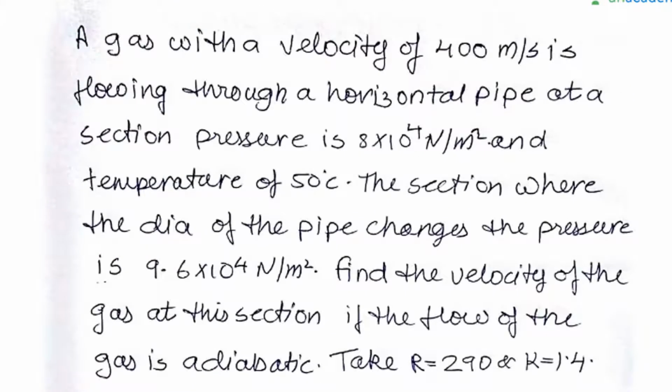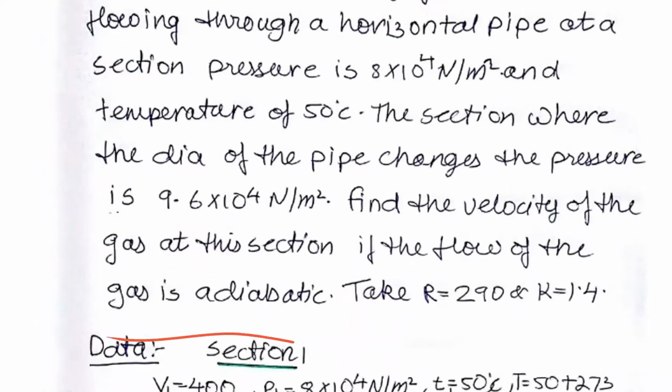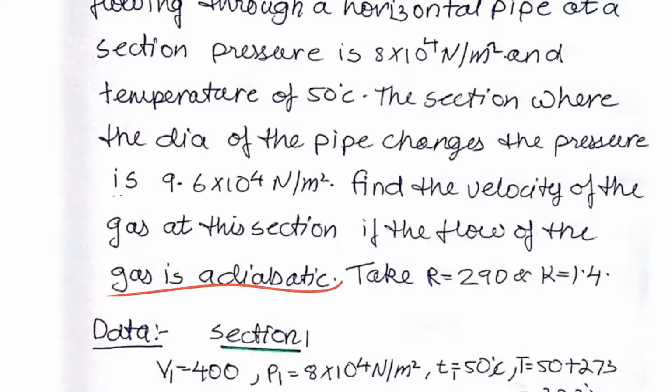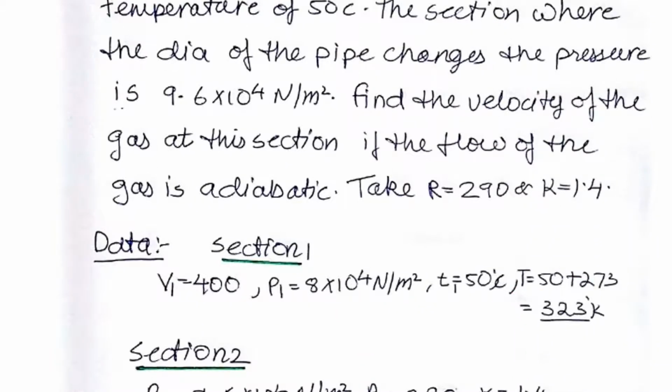In the second question, it goes like this. A gas with a velocity of 400 meters per second is flowing through a horizontal pipe at a section. The pressure in that section is equal to 8 into 10 to the power of 4 and the temperature is 50 degrees. At the section where the diameter of the pipe changes, the pressure is equal to 9.6 into 10 to the power of 4. Find the velocity of the gas at this section if the flow is adiabatic in nature, and take the value of R to be equal to 290 and K to be equal to 1.4. So in this we have to find the velocity at section 2, which is V2.